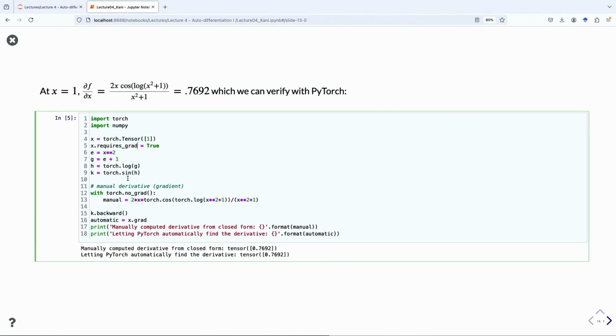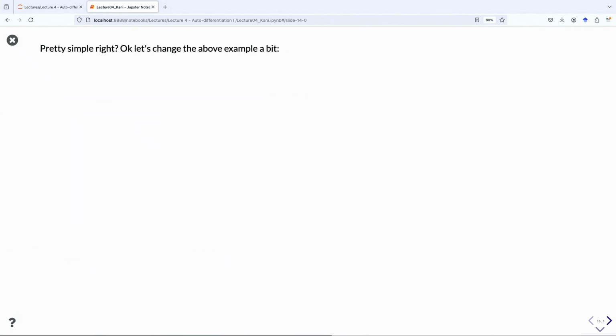Anyway, so we take the gradients with respect to x. We say k.backward. k.backward basically calculates the gradients of all the functions, and so the gradient of k with respect to x becomes 0.7692, which is what we had calculated manually, right? Makes sense, right? Okay, good. So, I don't know what happened. Okay, oh, it was calculating again. Okay, so, makes sense.